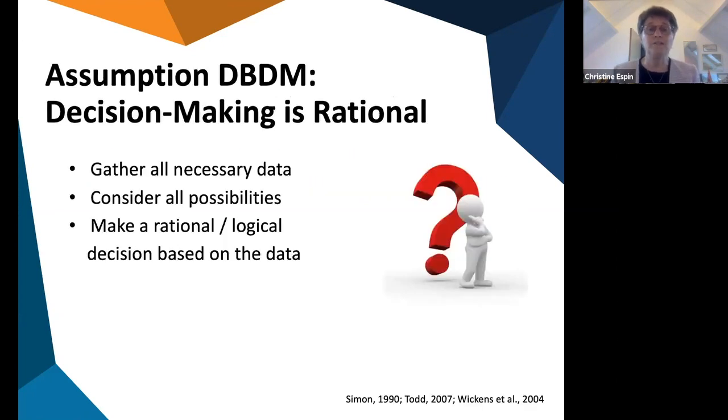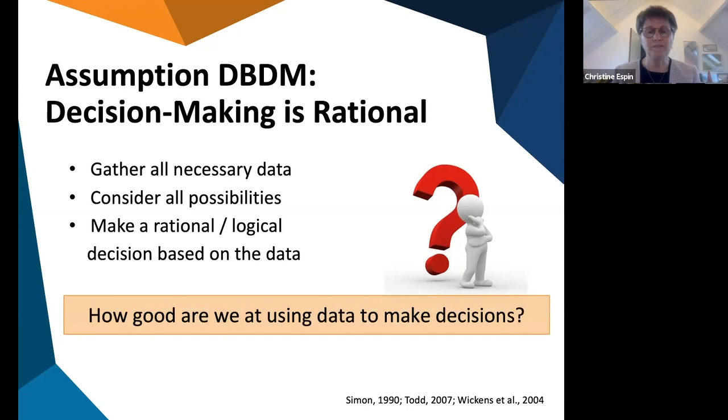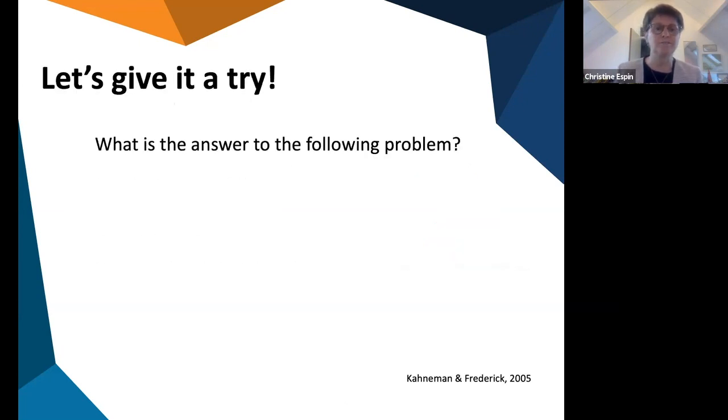One of the assumptions of data-based decision-making is that humans are rational in their decision-making. In other words, the assumption is that when we have to make a decision, we gather all the necessary data, we consider all possibilities, and then based on that information, we make a rational, logical decision that's based on the data that we have. But how rational are we in our decision-making? Or more specifically for us, how good are we at actually using data to make decisions?